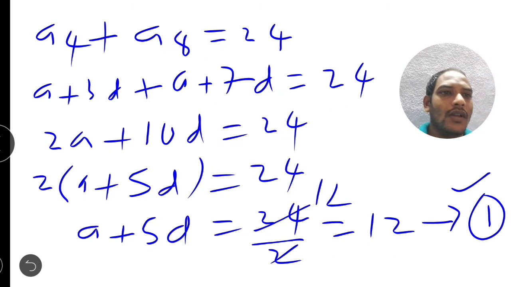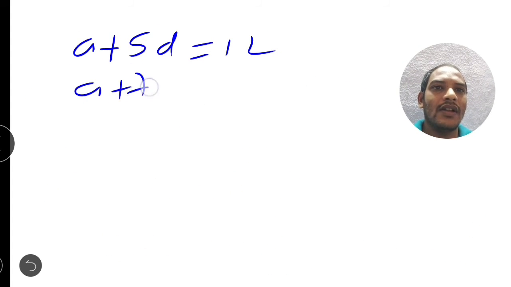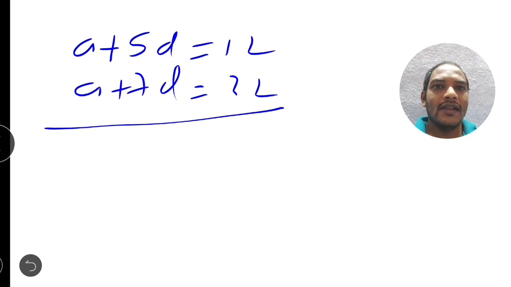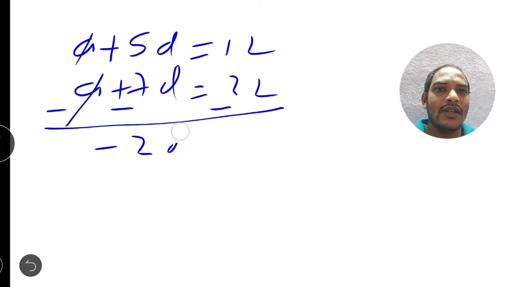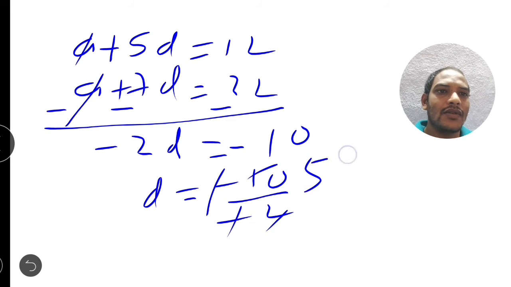So now the elimination method: a plus 5d equals 12, next to a plus 7d equals 22. In the elimination method, let's change the symbols for the second equation. So plus a minus a cancel. Minus 2d equals 12 minus 22, which is minus 10. Then d equals minus 10 by minus 2. Minus minus cancel. 2 fives are 10. So the d value is 5.